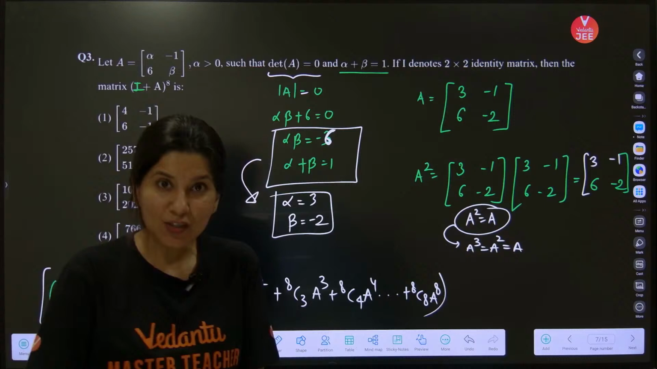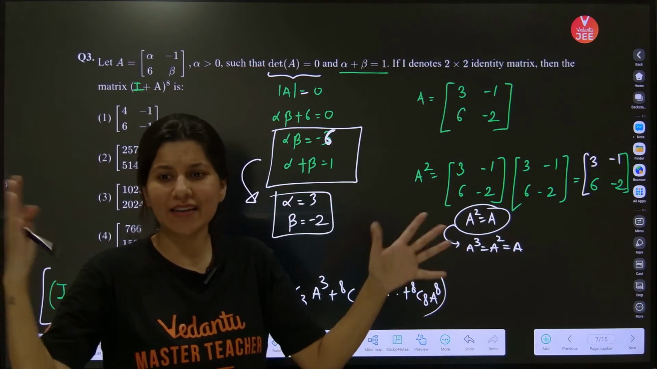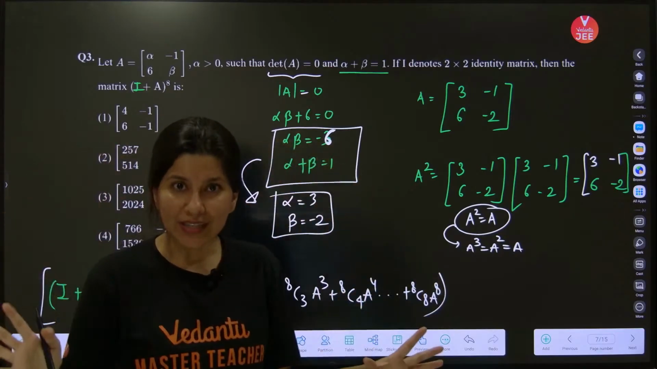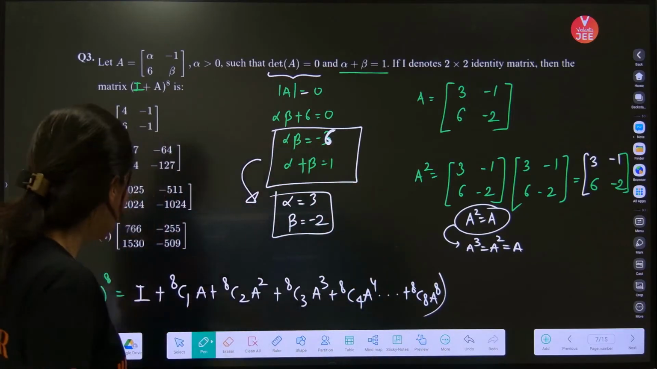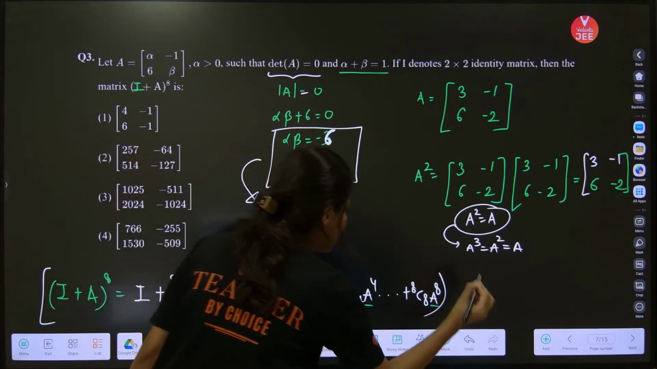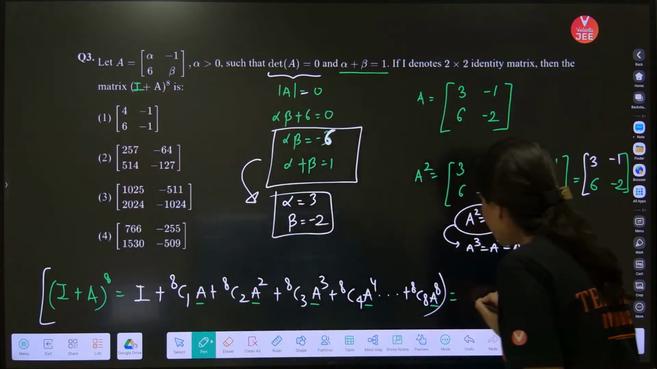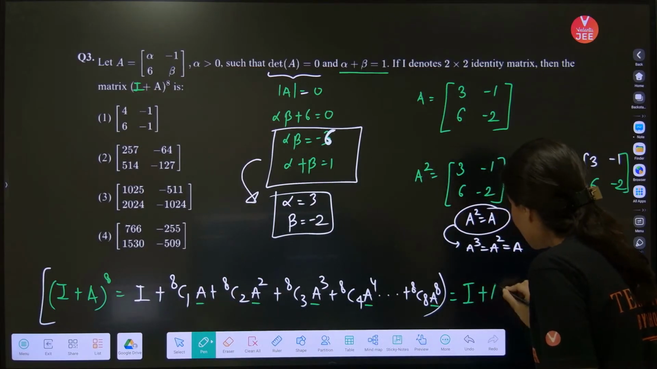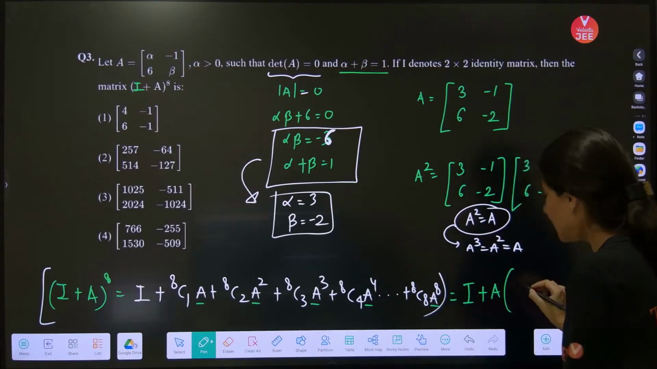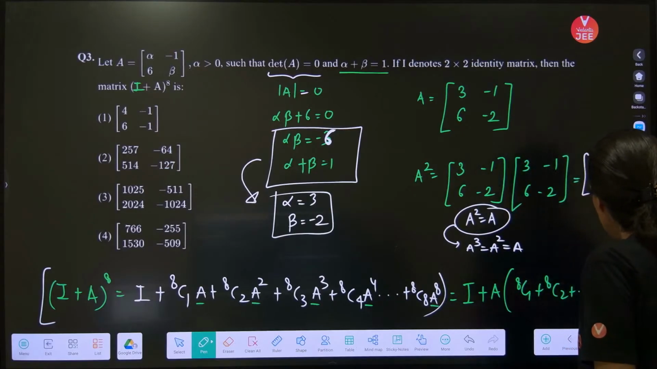That means A square, A power 4, A power 3, A power 5, 6, 7, 8, all those things are nothing but just A. This is A, this is A, this is A. Everything is A only. So that means this is I plus, take A common. This is going to be 8C1 plus 8C2 and all the way up to 8C8.